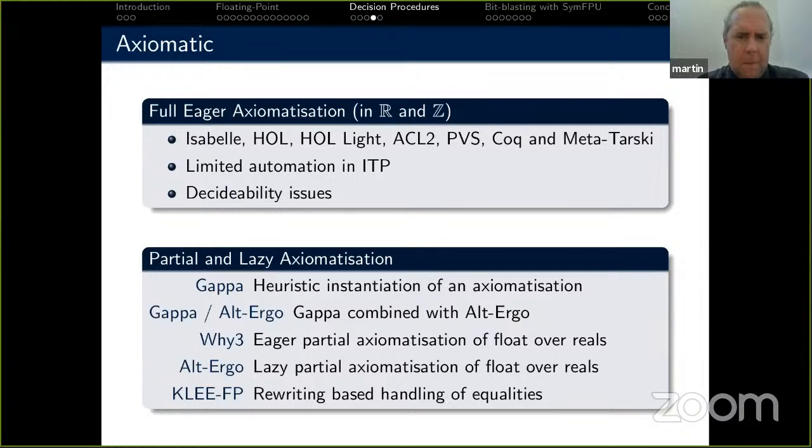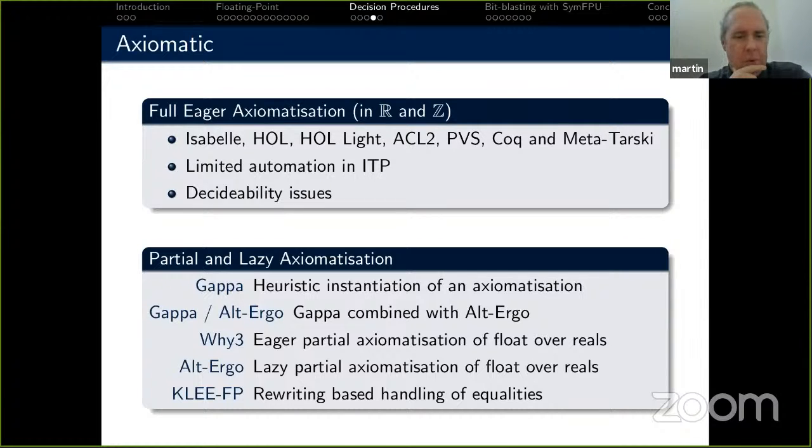Axiomatic formalization. So most of the interactive theorem provers, Isabelle, HOL, Coq, ACL2, this kind of thing, most of them have formalizations of floating point. The problem with most of those is that they don't necessarily have decision procedures that work with them. I should add Lean to that list as well, probably. However, there have been a number of SMT solvers that do this kind of axiomatic approach.